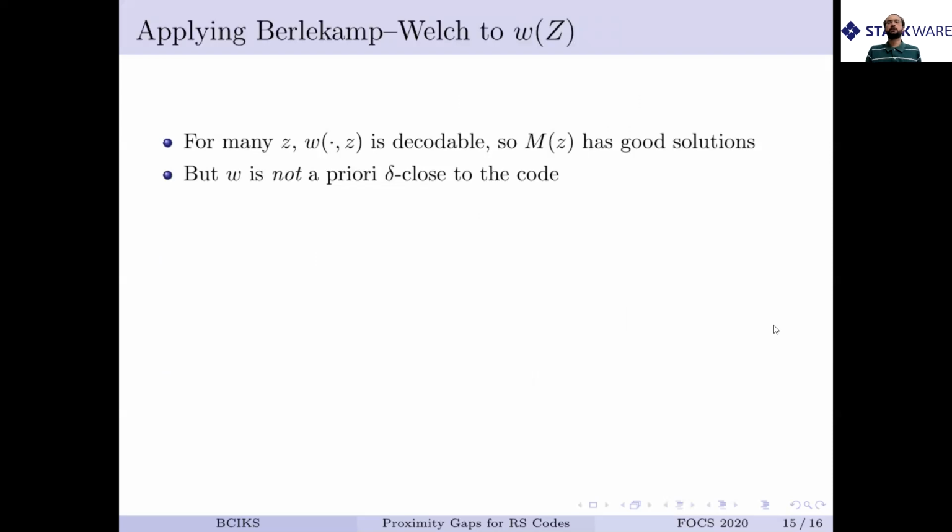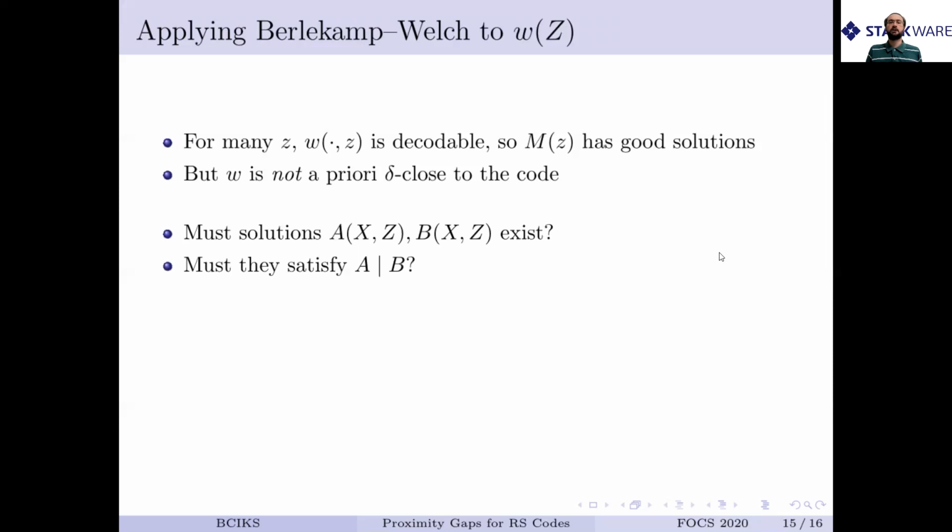We still don't know that W is a priori delta close. We don't know what will happen with the decoding. And we will have to answer many questions. We will have to answer the question of, is it even true that solutions to this equation must exist? And is it true that if they exist, then they satisfy that A divides B? Because in the end, we're looking for the ratio between B and A. Is it true that if they divide each other, the ratio must be of the form V0 plus V1 Z? So specifically, we're requiring that the x degree will be at most K for V0 and V1 to be code words in the Reed-Solomon code.